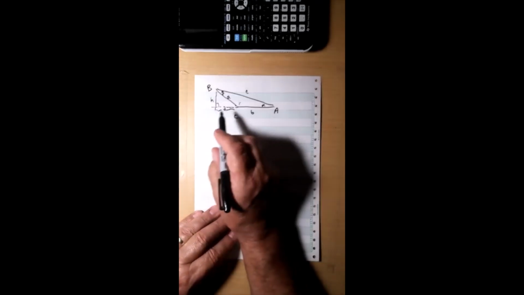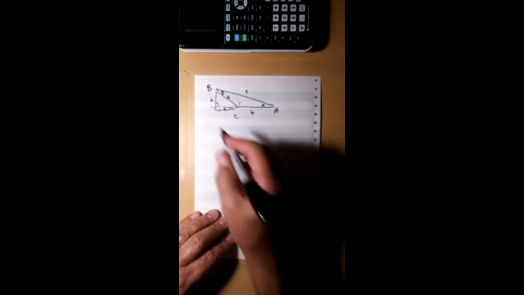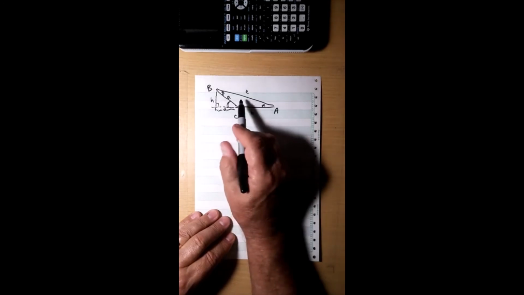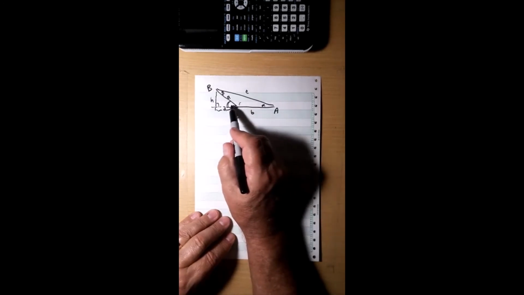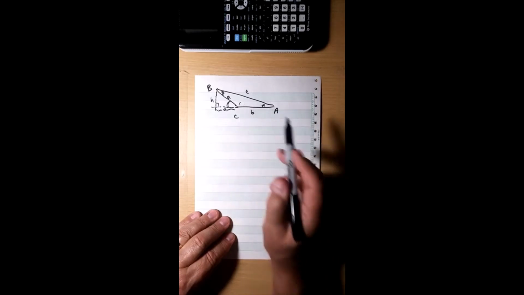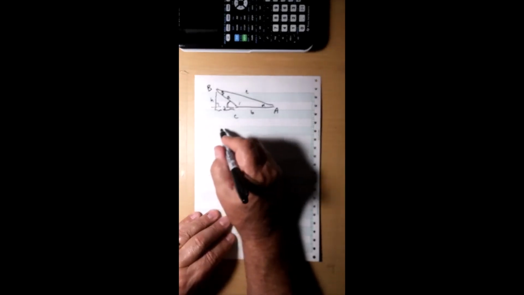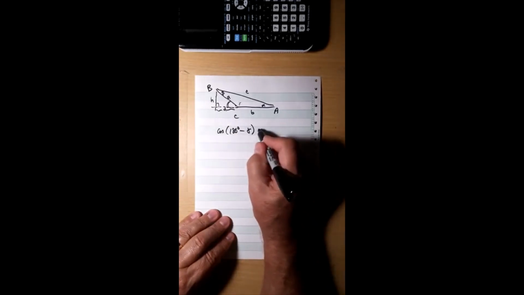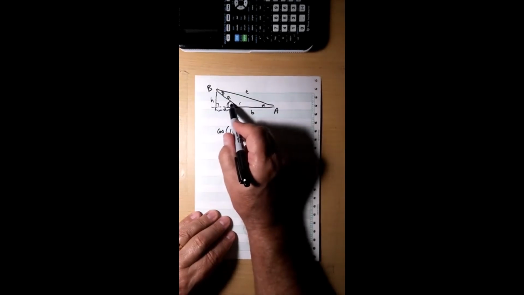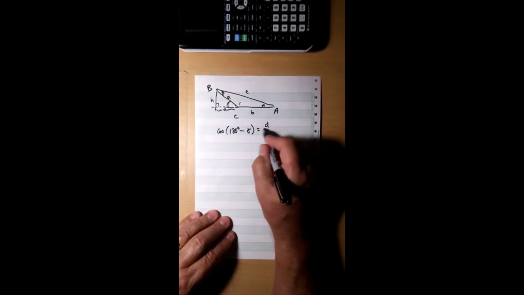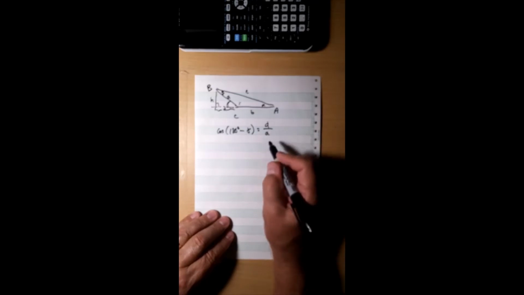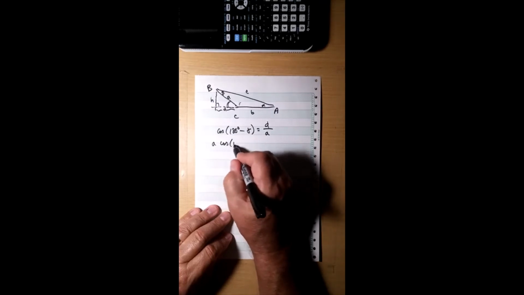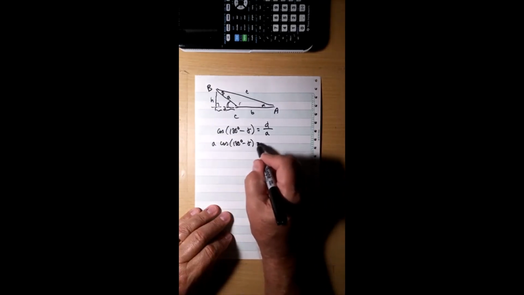So, can we still get this? Well, first of all, let's look at this angle right here. Remember, this is the gamma. That angle is 180 minus gamma. So what is the cosine of 180 degrees minus gamma? Well, the cosine is the adjacent, D, over A, the hypotenuse. So A times the cosine of 180 degrees minus gamma is equal to D.